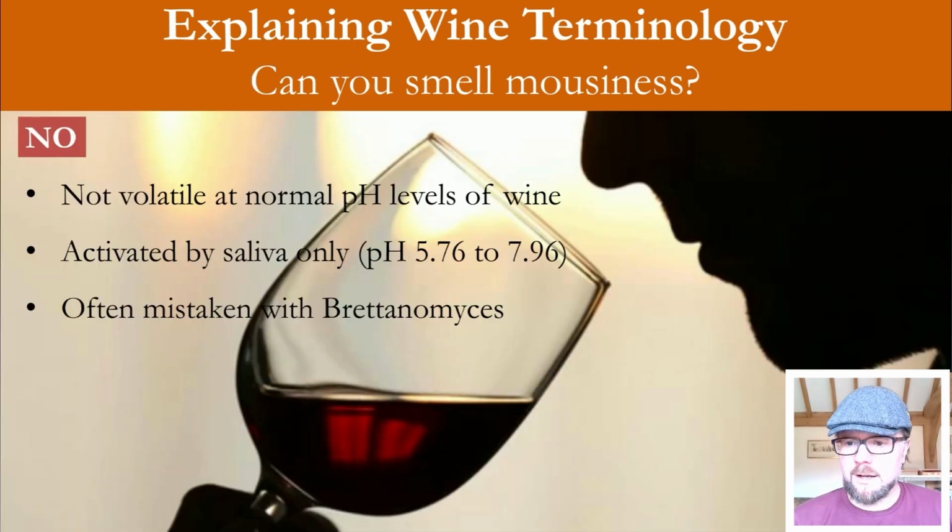So, first of all, can we smell mousiness? The short answer is no, we cannot. We can't detect mousiness until we sip the wine and start to ingest it. That's because the compounds that cause it, which we'll go through next, are not volatile at the normal pH of wine. And wine sits roughly at 3 to 4, with some being outside of that spectrum. So it's not volatile at the normal pH of wine.